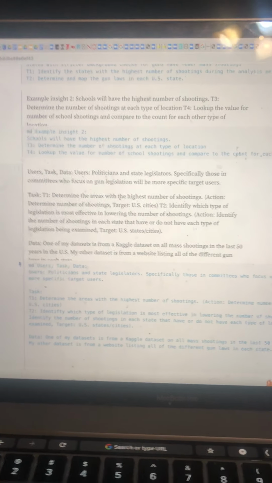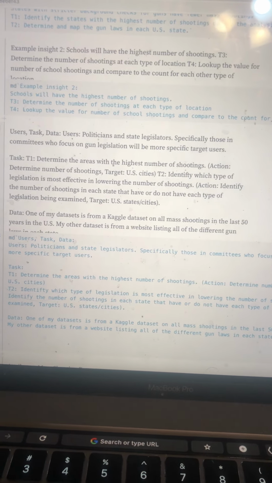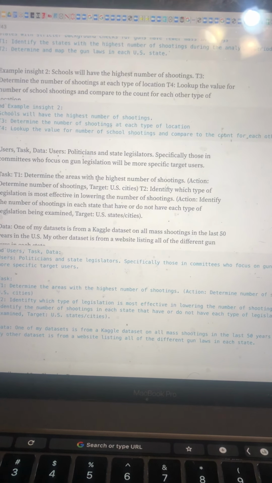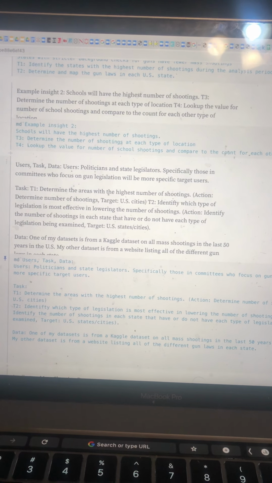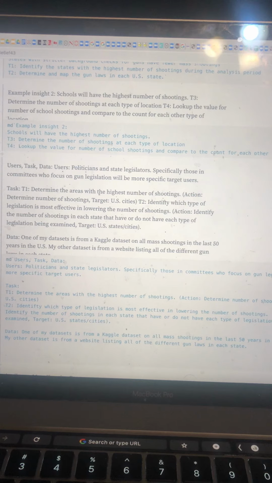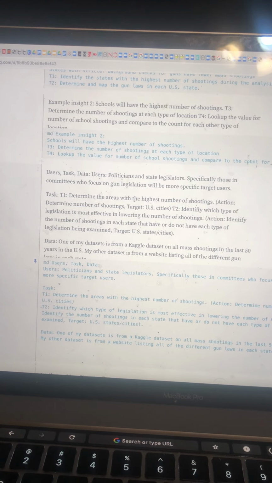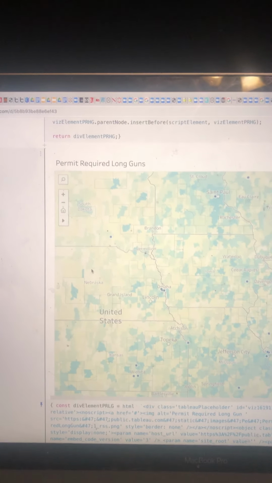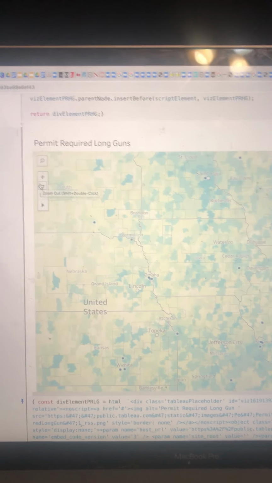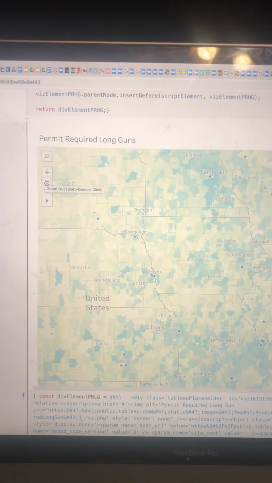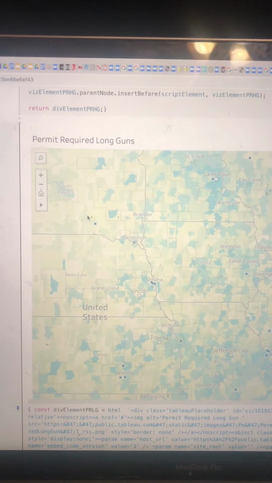cities and areas. And the second task is to identify which type of legislation is most effective in lowering the number of shootings. So the action there is to identify the number of shootings in each state that do or don't have each type of legislation being examined, and the target again is U.S. states and cities. And so interestingly, for each of the maps, I encoded them where you can see the little scale, the gradient. That's for population. And so by analyzing population on top of that, I came up with a very interesting insight.